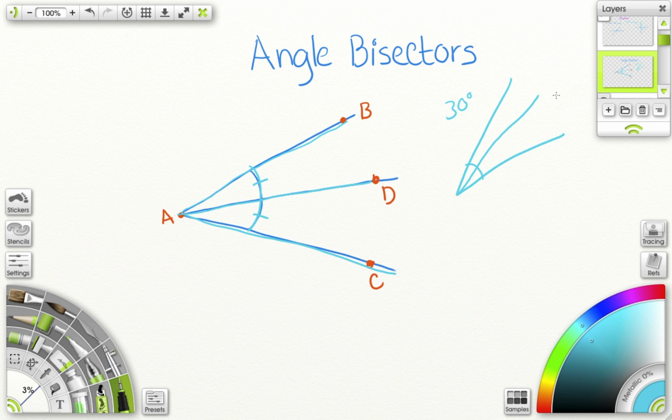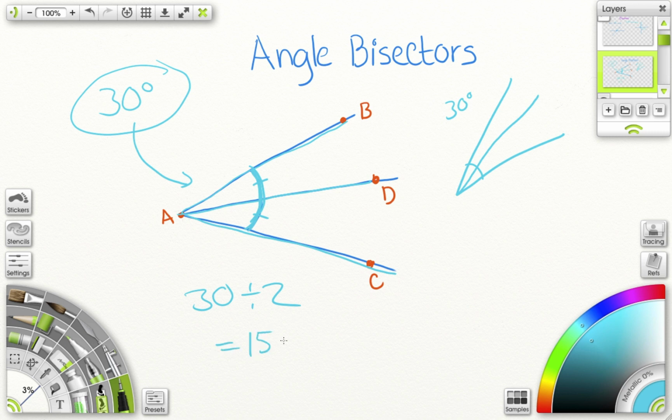All the angle bisector is doing is dividing that angle in half. So if I give you an angle that is 30 degrees, let's say this angle right here is 30 degrees. An angle bisector just divides that angle in half into two equal sections. All you have to do to find the angle bisector is take your original angle, 30, and divide it by 2. 30 divided by 2 equals 15 degrees.